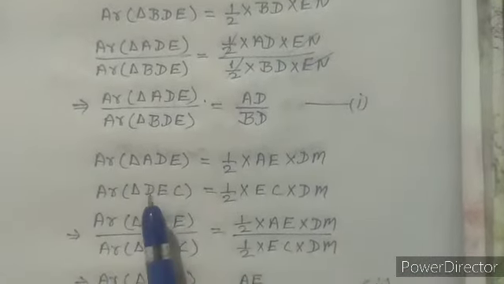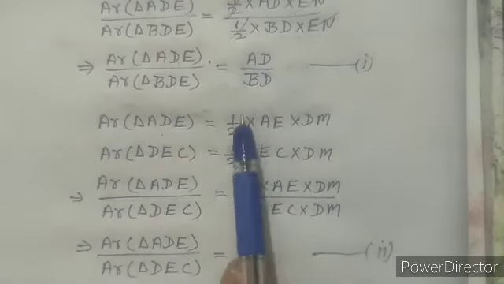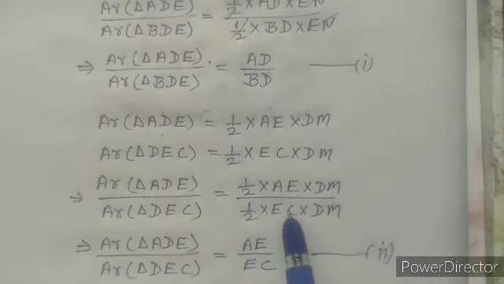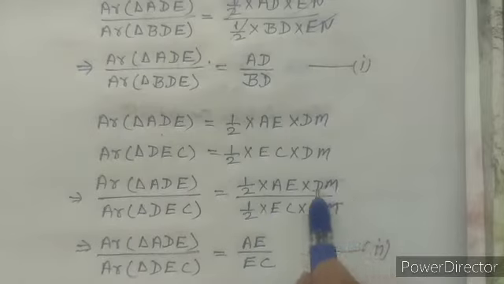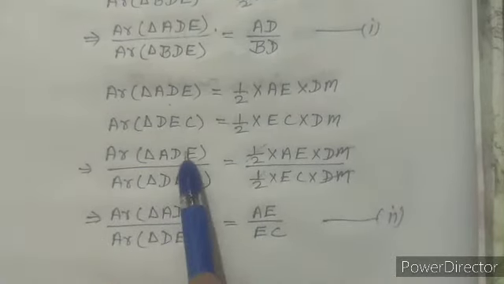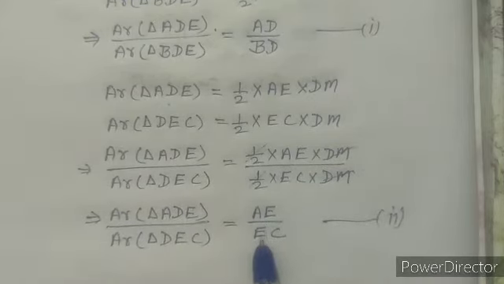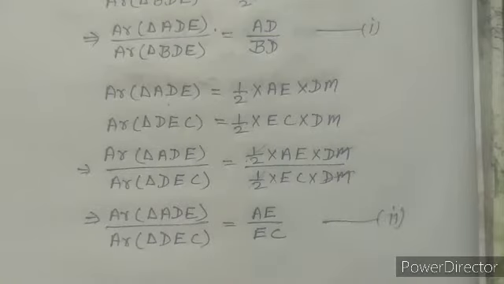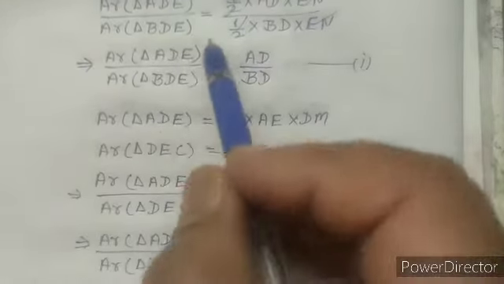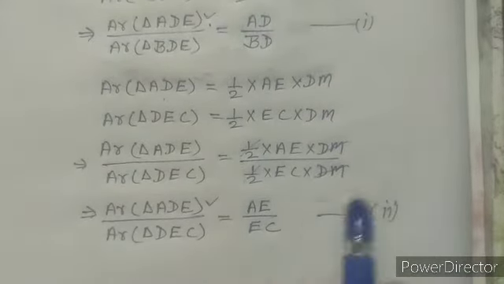On taking the ratio of these two, area of ADE upon area of triangle DEC will be half into AE into DM upon half into EC into DM. Here DM will cancel out and half will cancel out with half. That will give us area of triangle ADE upon area of triangle DEC equal to AE upon EC. As we see in these two equations, the numerator of equation first and equation second is the same.